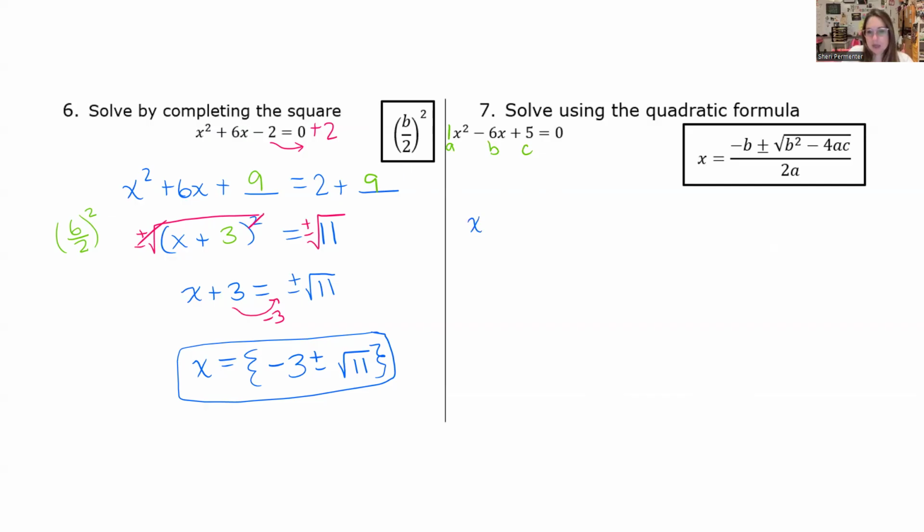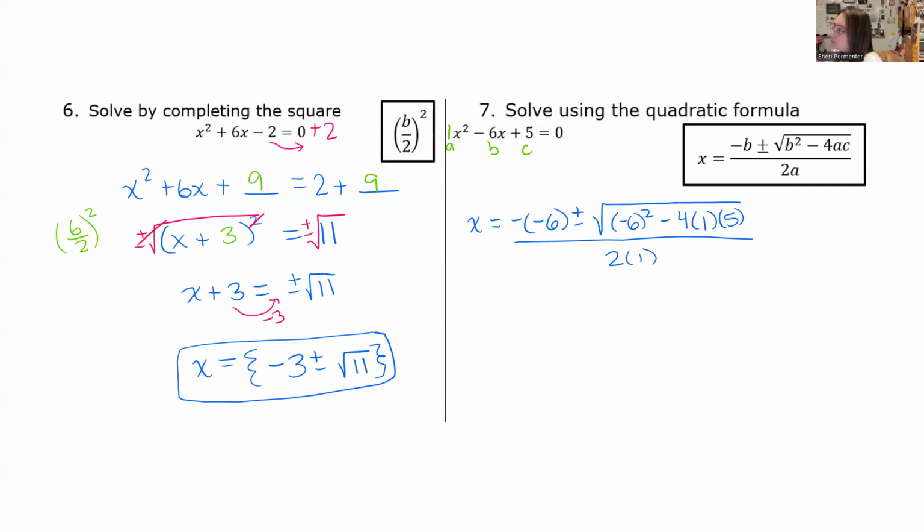Plugging into the formula, x is equal to -b. b is -6. Plus and minus the square root of b squared, so -6 squared, minus 4 times a, which is 1, times c, which is 5, all over 2 times a, which is 1. Even when it's a 1, plug it in. From here, I'm going to simplify it up and just leave myself a short square root because I'm going to type all that stuff into the calculator.